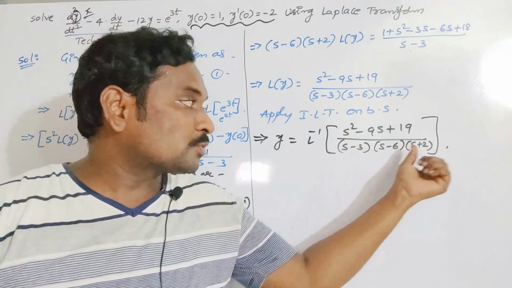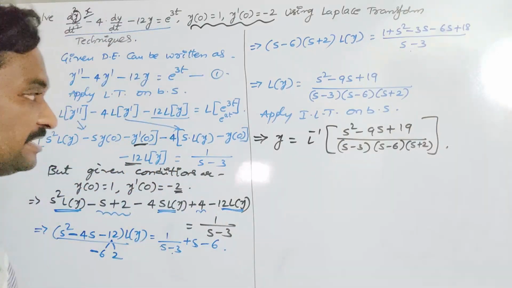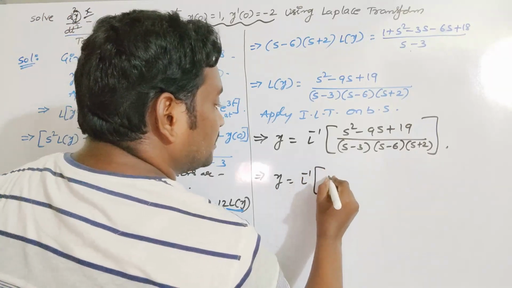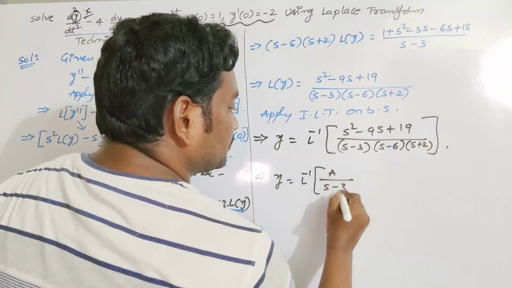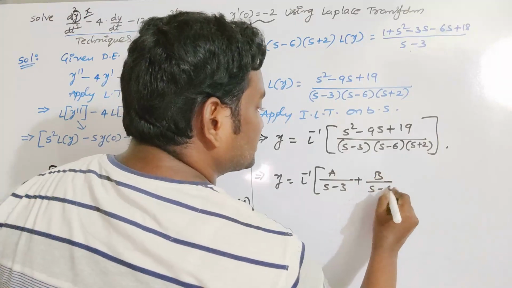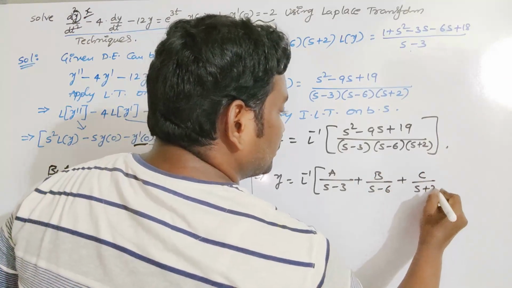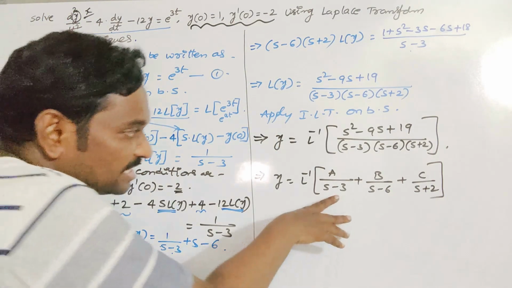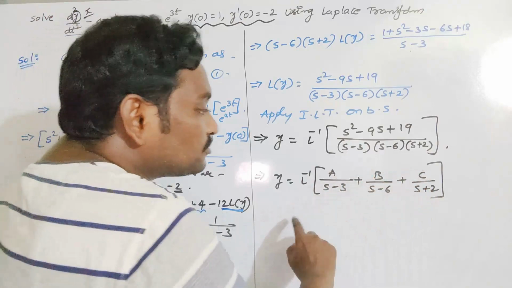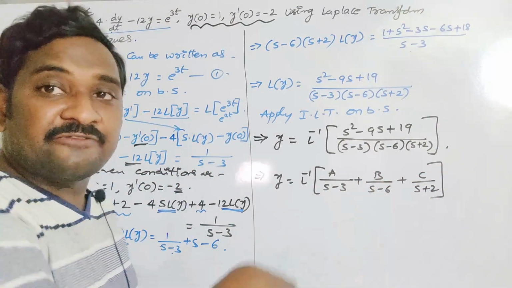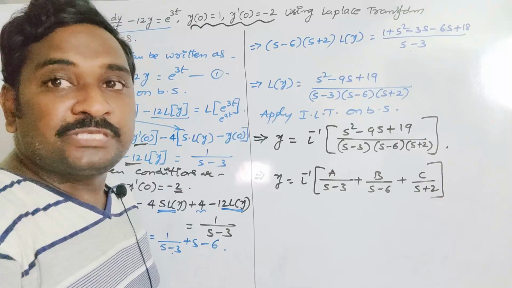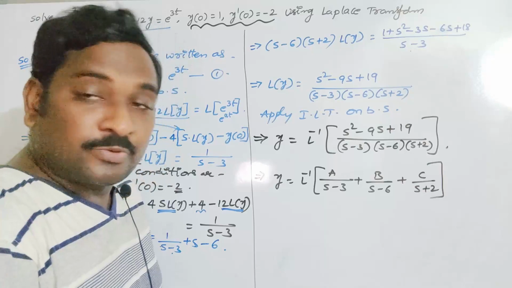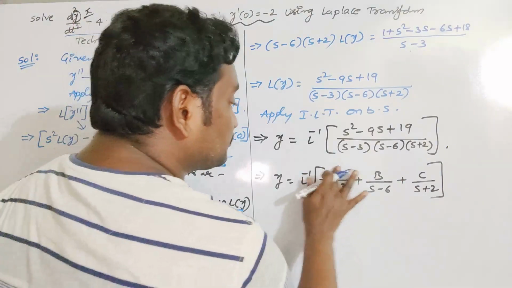So since the denominator has only linear factors, I will take y is equal to L inverse of A by s minus 3 plus B by s minus 6 plus C by s plus 2. Here I will give you a wonderful technique to get the values of A, B, C. This is the basic method. To get the A, B, C values, you have to take the LCM and equate the numerators. After that, by using suitable substitutions for s, we can find out the A, B, C values. So that is our old procedure, but I don't want to use that method here.